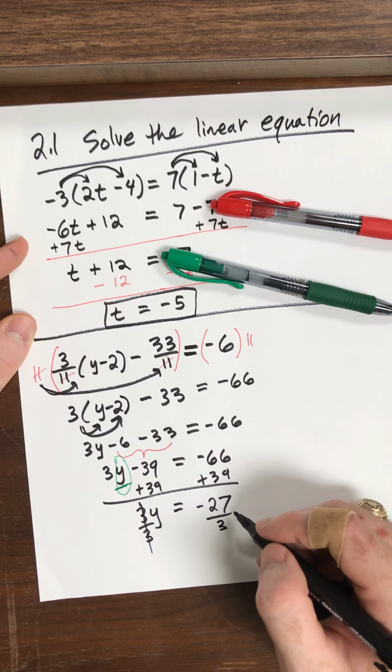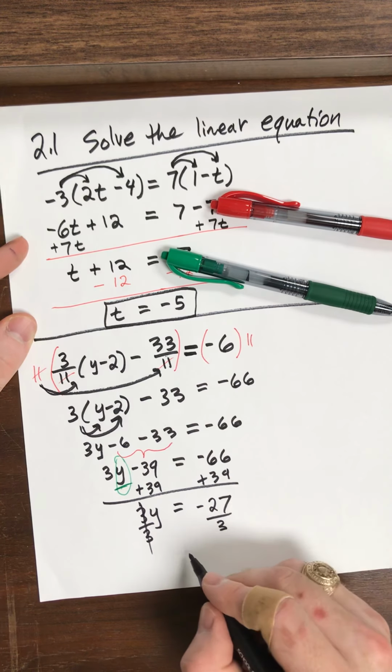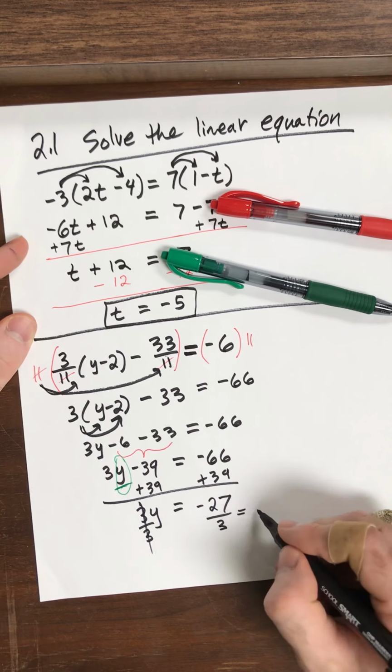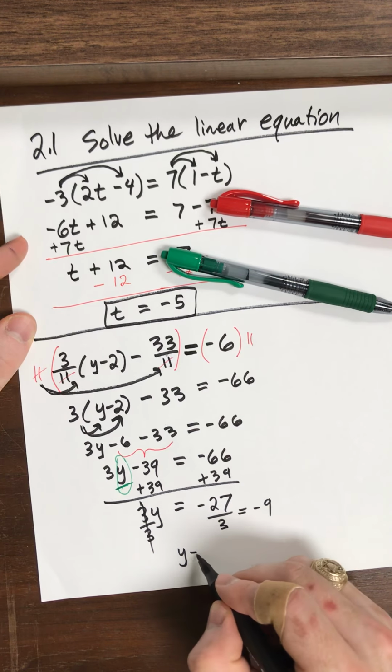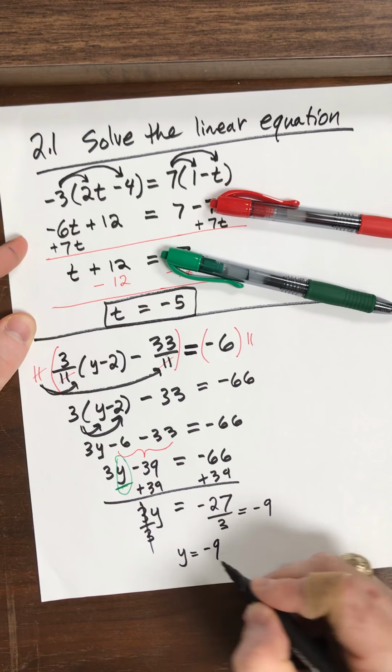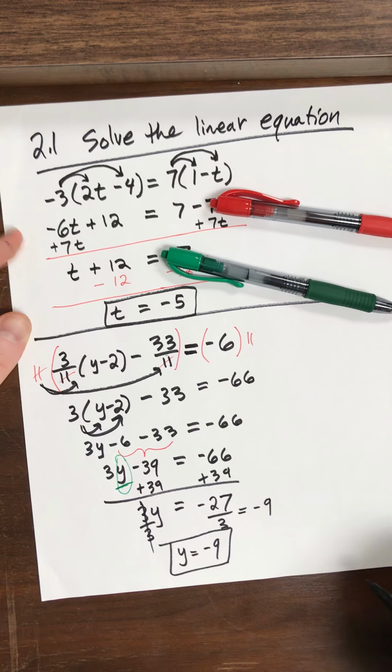All right. So this is going to be what? Negative 9. All right, so y is equal to negative 9. All right, cool.